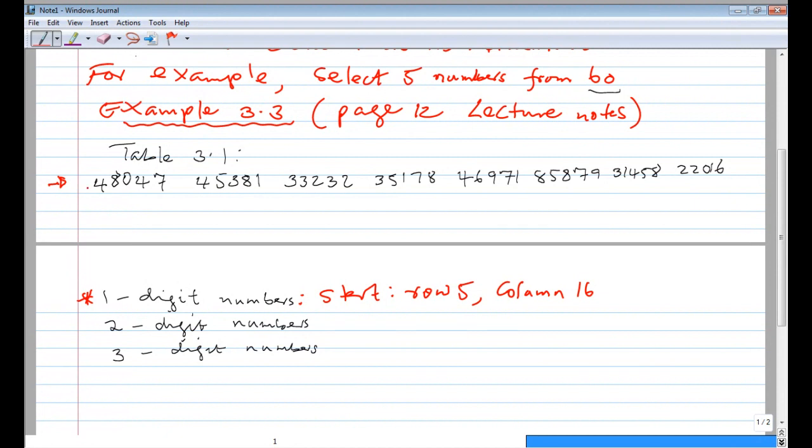Let me just write it down. This one is row 1. We just want row number 5. Start at 5, 8. Yes, thank you very much. Start at 5, 8. Just write it down. 5, 8, 5, 4, 5, 7, 4, 7.